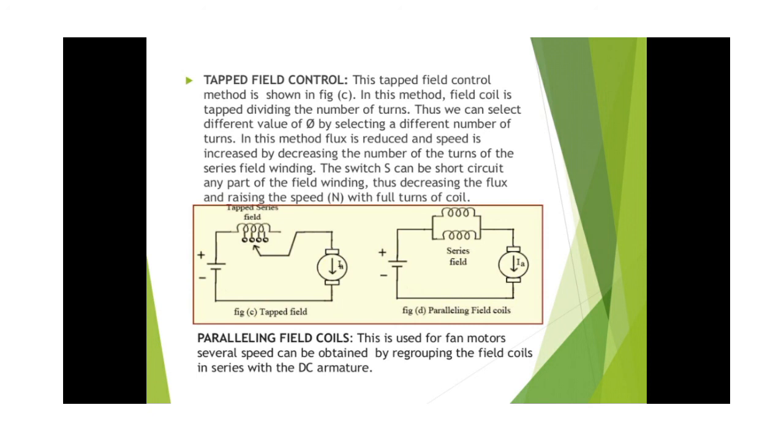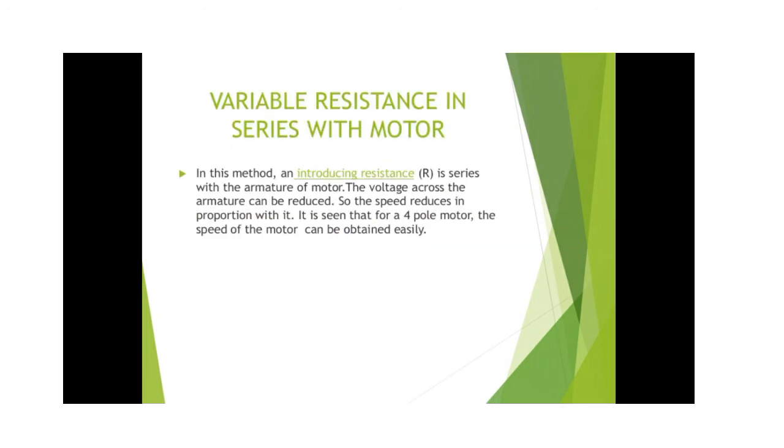Next method is paralleling field coils. This is used for fan motors. Several speeds can be obtained by regrouping the field coils in series or parallel with the DC armature. Variable resistance in series with motor. In this method, by introducing resistance R in series with the armature of the motor, the voltage across the armature can be reduced. So the speed reduces in proportion to it. It is seen that for a 4-pole motor, several speeds can be obtained easily.